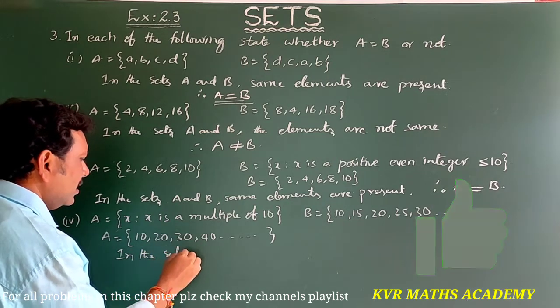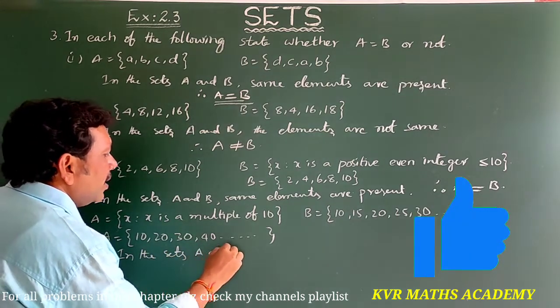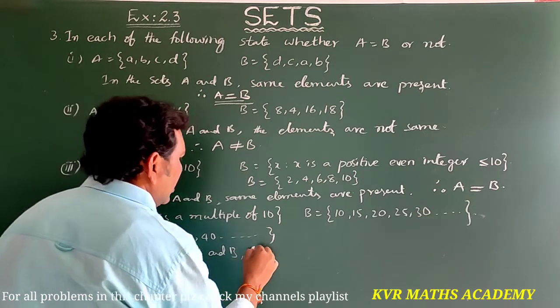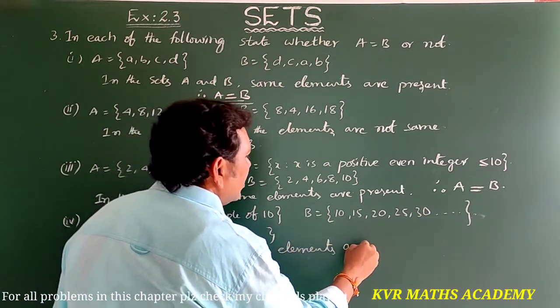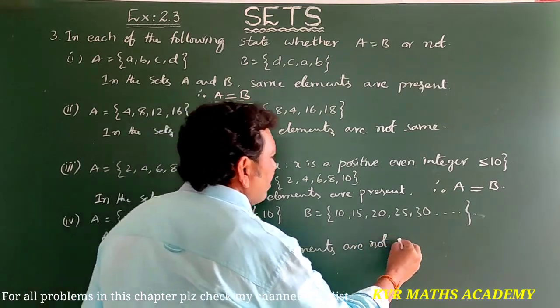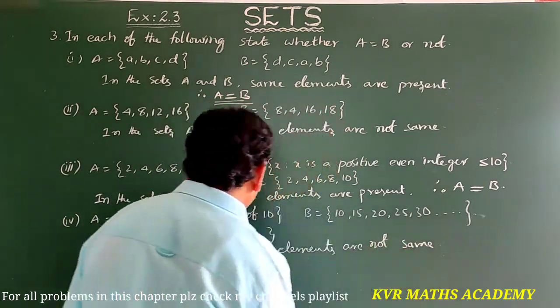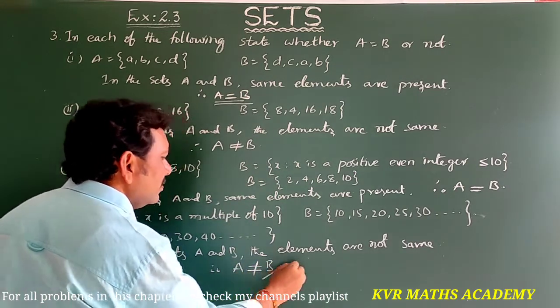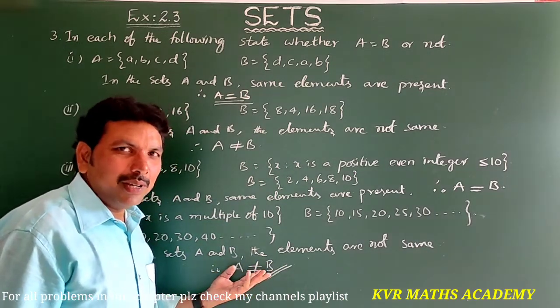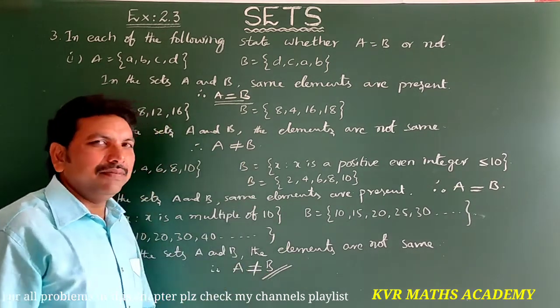That is only write down. In the sets A and B, the elements are not same. Therefore A is not equal to B. Understood clearly? Yes, note it down.